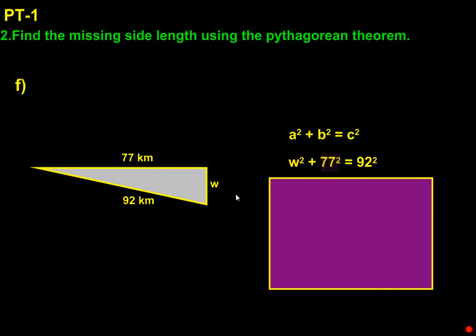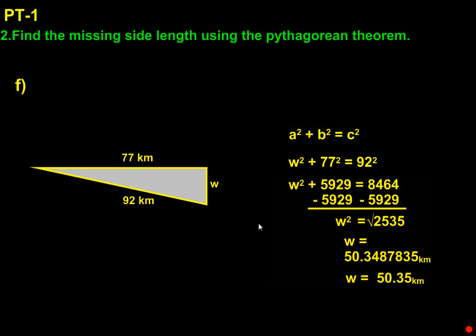In this case, I put the variable first, and once again, we're going to solve algebraically. 77 to the second power is 5,929. 92 to the second power is 8,464. If I subtract 5,929 from both sides, I get W squared is 2,535. If I take the square root of both, I'm going to wind up with W equaling a full calculator display of 50.3487835 kilometers. I can round the 8, bumping the 4 up to a 5, and round it to 50.35 kilometers.